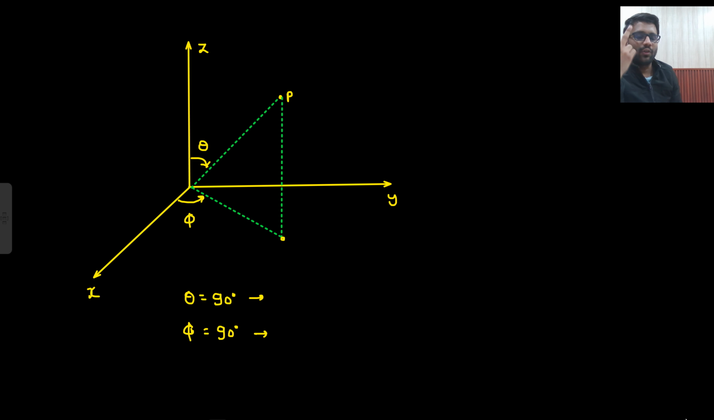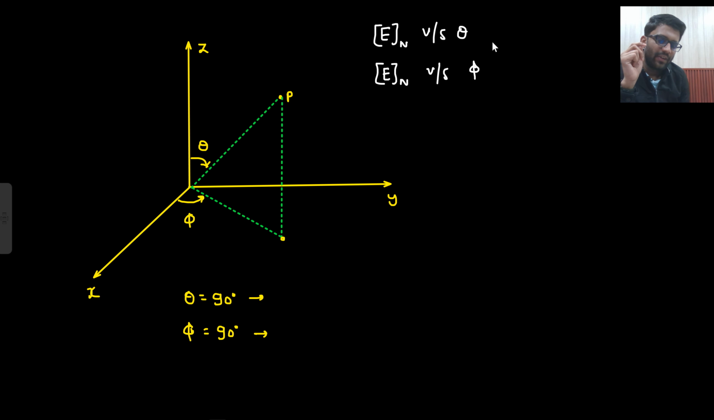Are you getting this point? What we are going to plot? We are going to plot two plots in 2D and then we are going to combine it and then we will see the 3D plot. So this is what we mean by radiation pattern. So what we are going to do? We are going to plot this versus theta and this versus phi. When I am plotting with respect to theta, that means I will put phi equals 90 degree, and when I am plotting with respect to phi, at that time I will put theta equals 90 degree.